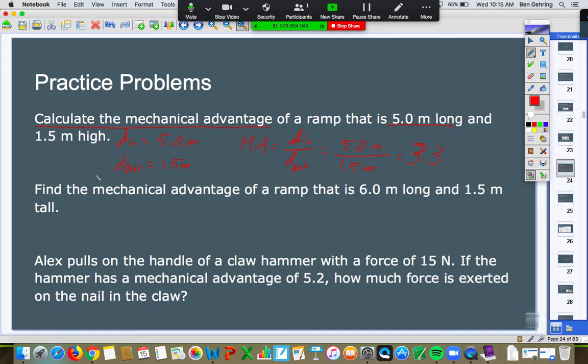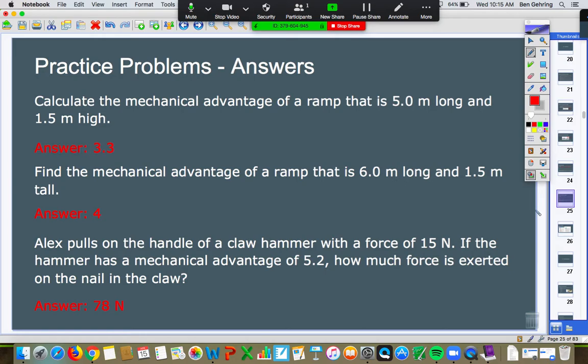I'll let you try the next two. So the next one, find the mechanical advantage of a ramp that's 6 meters long and 1.5 meters high. And the last one, Alex pulls on the handle of a claw hammer with a force of 15 newtons. If the hammer has a mechanical advantage of 5.2, how much force is exerted on the nail in the claw? So you have to figure out your input forces and output forces for this bottom one. Give those a shot, pause this video, and then when you resume it, I'll give you the answers on the next slide.